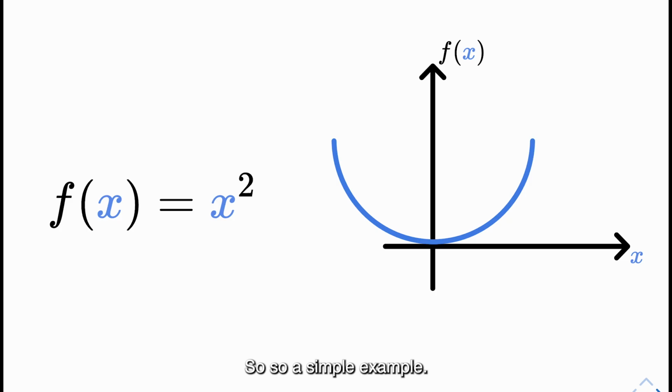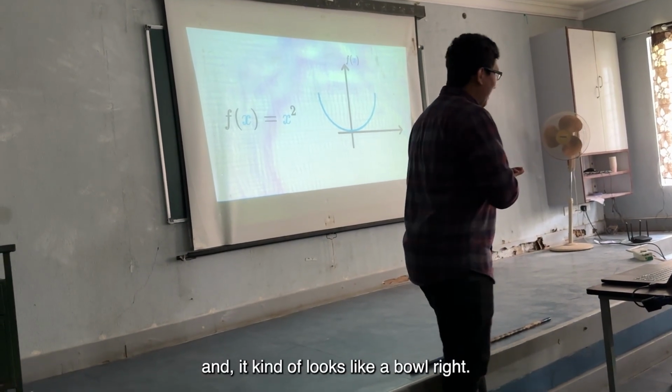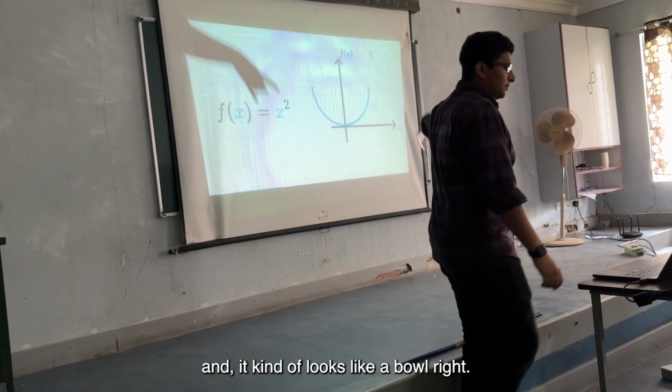So it's sort of a simple example. This is the function f of x equals x squared, a quadratic function. Hopefully you've seen quadratic functions somewhere before. And it kind of looks like this, like a bowl.